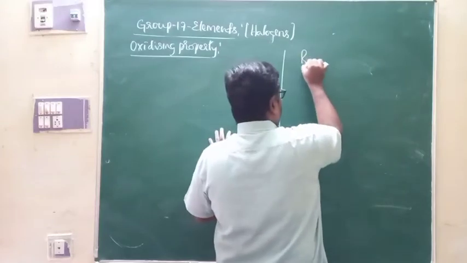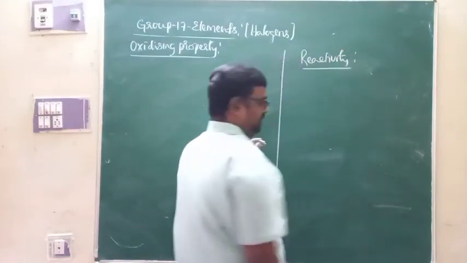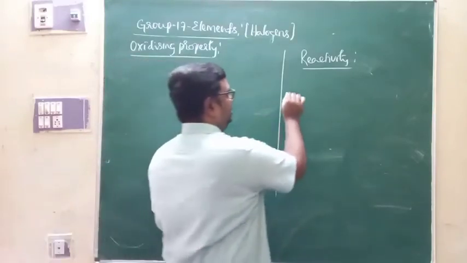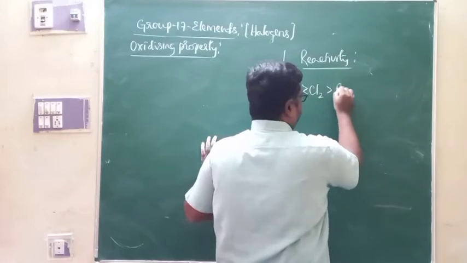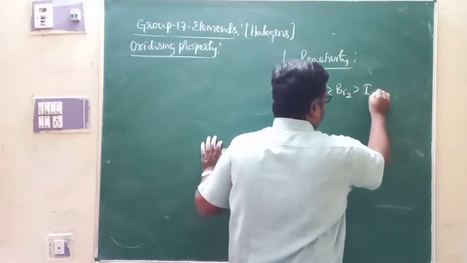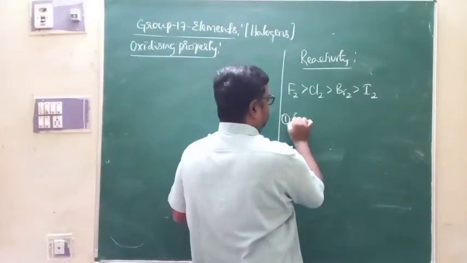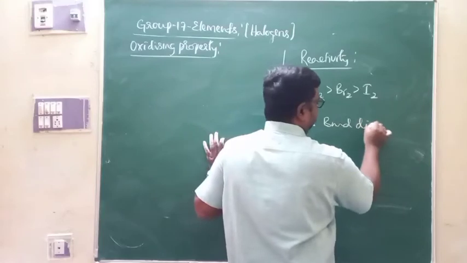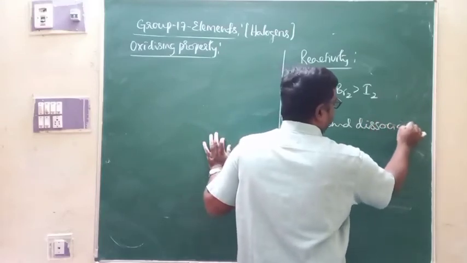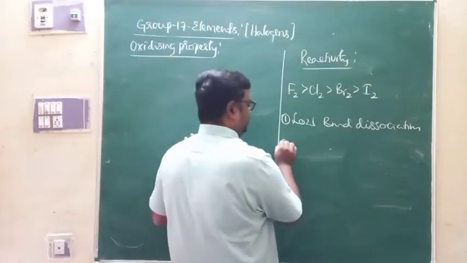Before this, I will talk about the reactivity of halogens. I already said that fluorine is more reactive than chlorine. Chlorine is more reactive than bromine. Bromine is more reactive than iodine. That's because of the low bond dissociation enthalpy. The high reactivity of halogens is due to the low bond dissociation enthalpy.